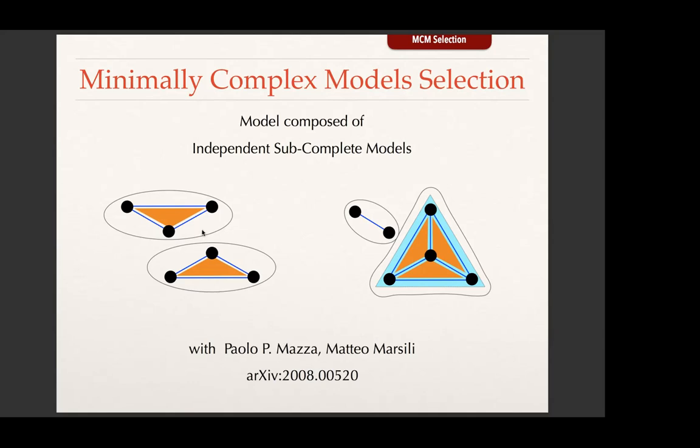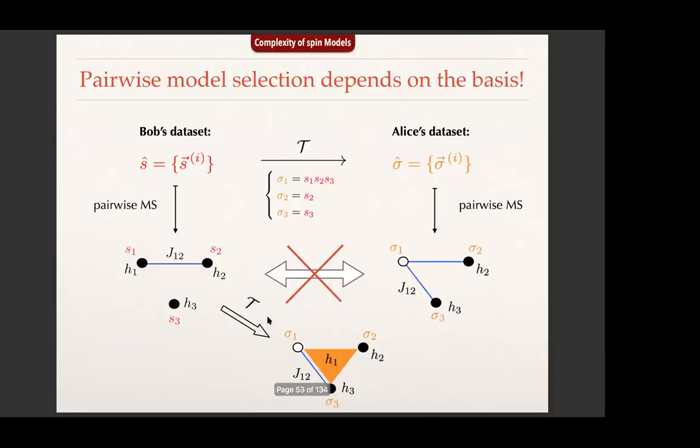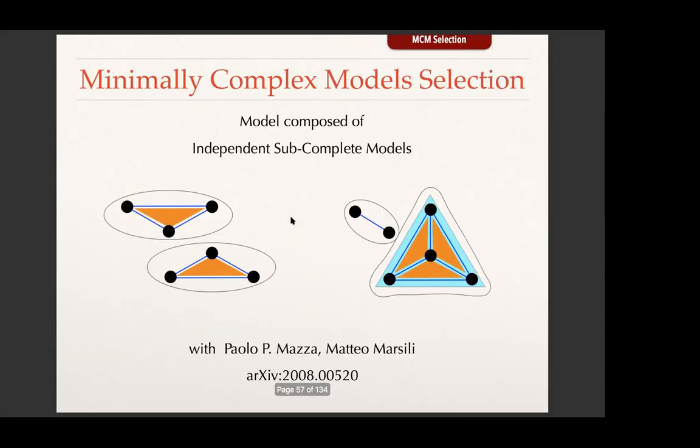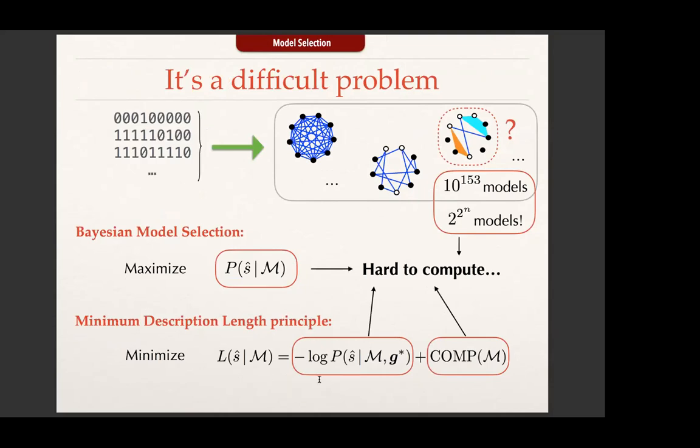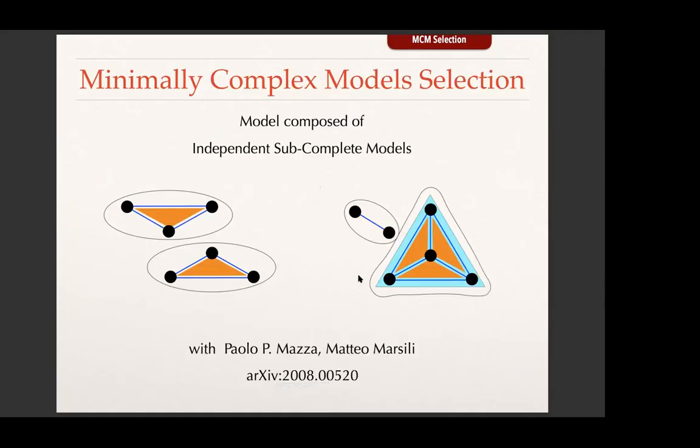And what is interesting with this type of model selection is that we don't have this problem. So using minimally complex models, the model selection is basis independent. And the second thing is that minimally complex models tend to be simple models. So this is another reason why it's good. And then the last thing that is nice for this type of model is that these quantities are easy to compute. So that's one of the interesting things we can do.